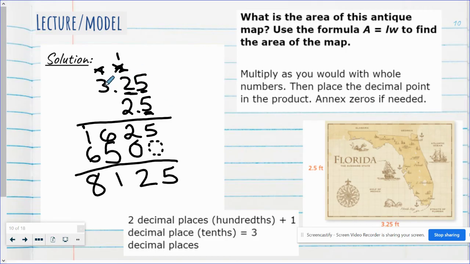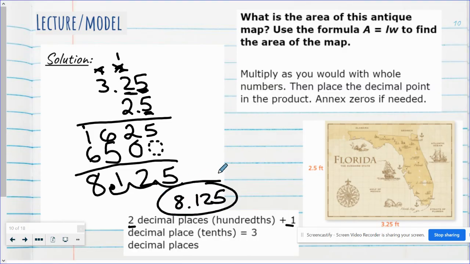In our first factor, 3 and 25 hundredths, there are 2 spaces after the decimal point. In our second factor, 2 and 5 tenths, there is 1 space after the decimal point. So that means we're going to go a total of 3 places because we had 2 after the first number and 1 after the second number. Start at the end, scoot 1, 2, 3 times. We have 8 and 125 thousandths is our product.